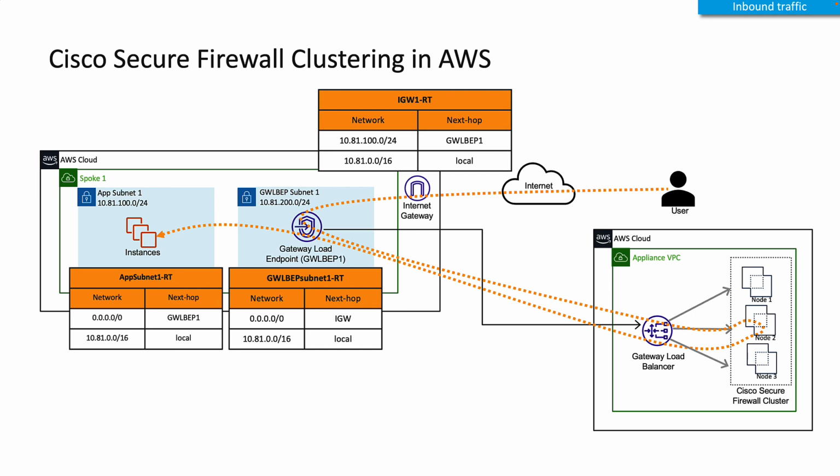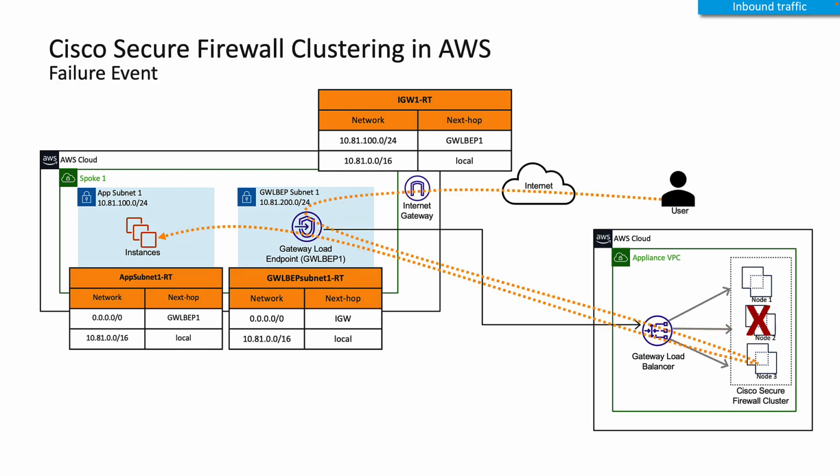Now, once the firewall receives the traffic, we inspect it, and if traffic is allowed, we will use the same interface and send it back to the gateway load balancer. Gateway load balancer will then send it back to the GWLB endpoint, and from the GWLB endpoint, it will be sent to the endpoint or the workload that the user is trying to reach.